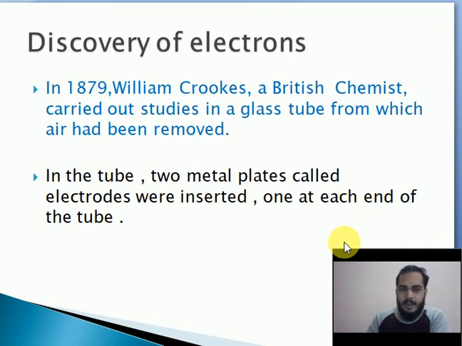Here, the discovery of the electron. In 1879, William Crookes, a British chemist, carried out studies in a glass tube from which air had been removed. In the tube, two metal plates called electrodes were inserted, one at each end of the tube.